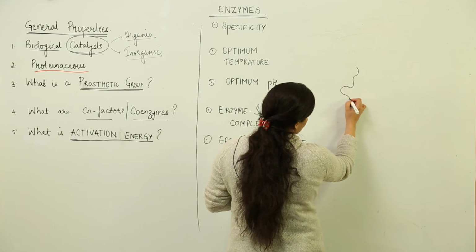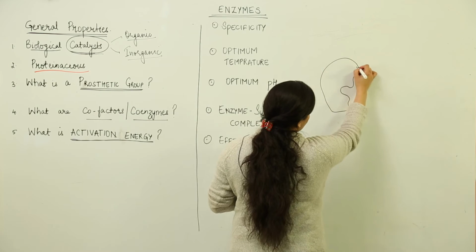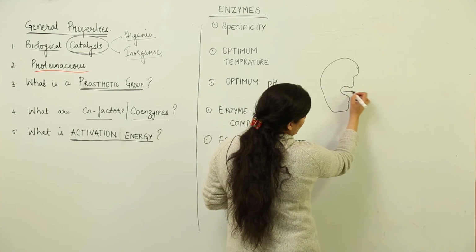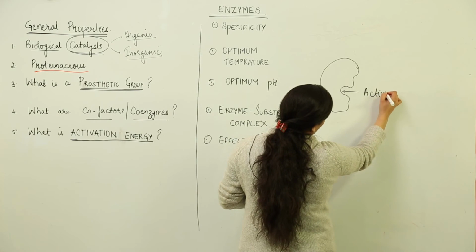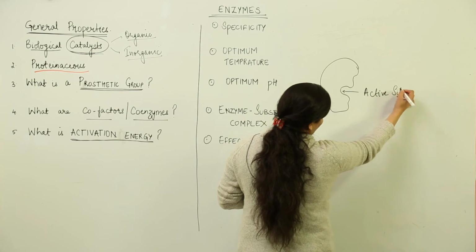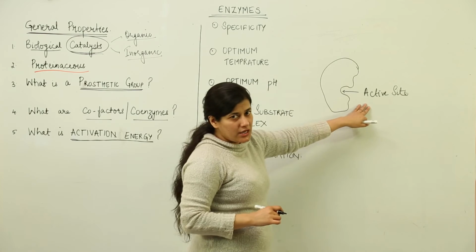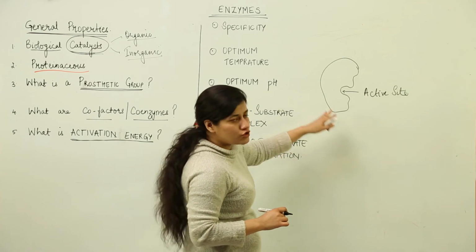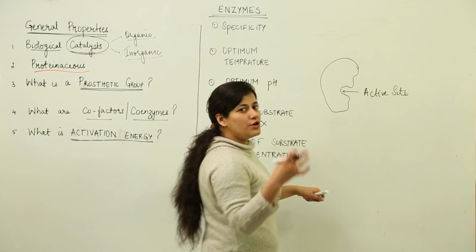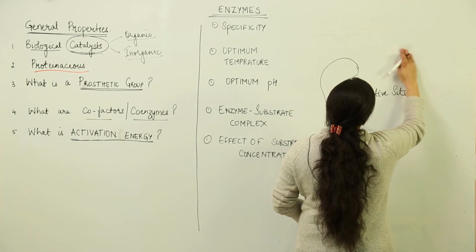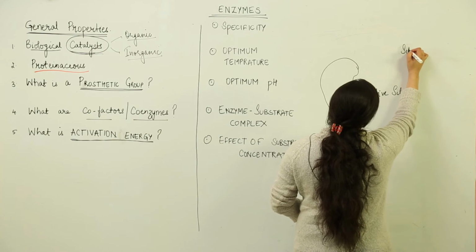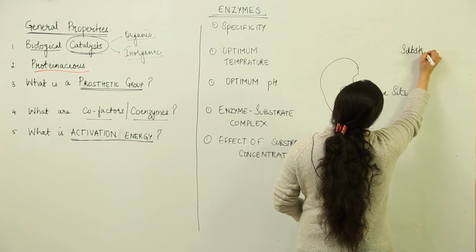Supposedly this is an enzyme. This is an enzyme, and this site where a hole and a crevice could be created is known as the active site. Okay? This is the active site. Now whichever product is to be formed, that would be formed from a reactant that is referred to as substrate.